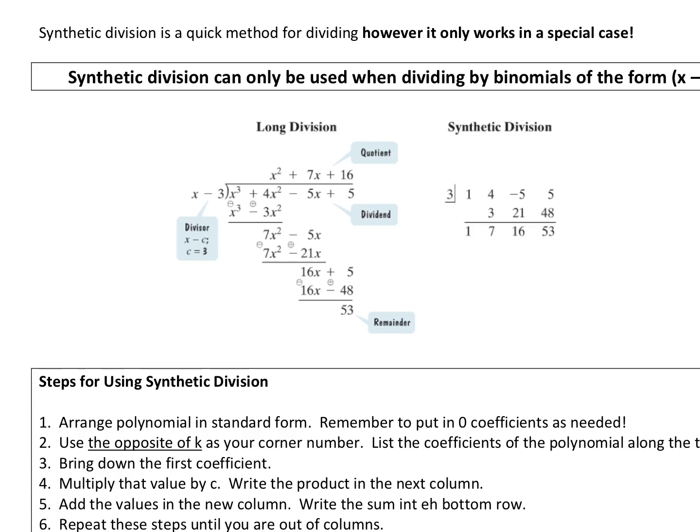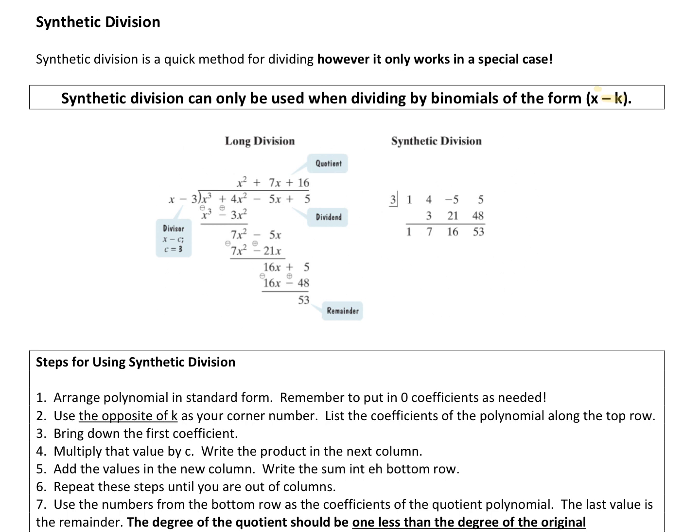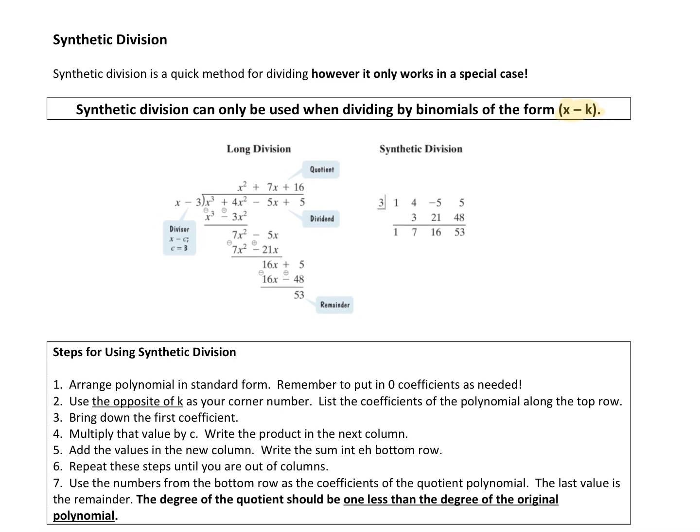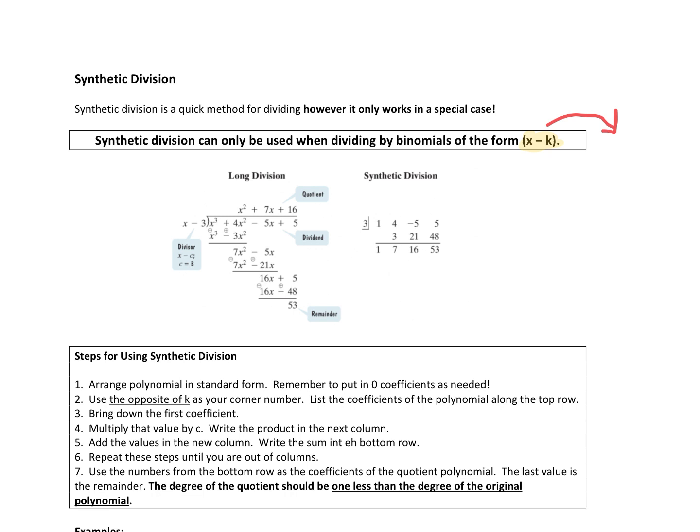You can only use it when it's in the form of x minus h, or sorry, x minus k, not h. Doesn't really matter. If I'm dividing by x minus k, here's an example of what that could look like. If I'm dividing by things that look like this, x plus 1, x minus 6, even if it's a different variable, m plus 2. These are all examples of times when you could use synthetic division because you just have a variable with nothing else in front of it, no exponents, nothing, and a number.